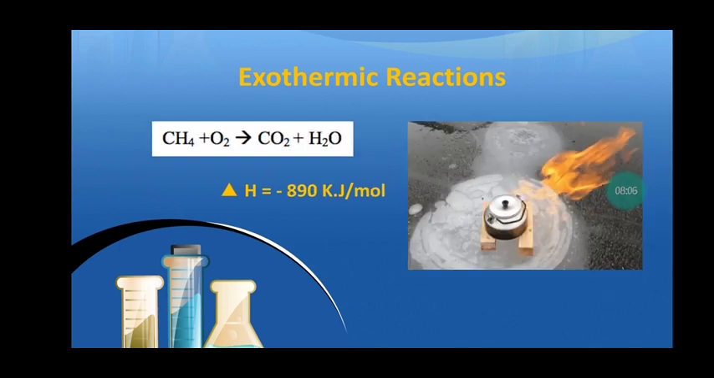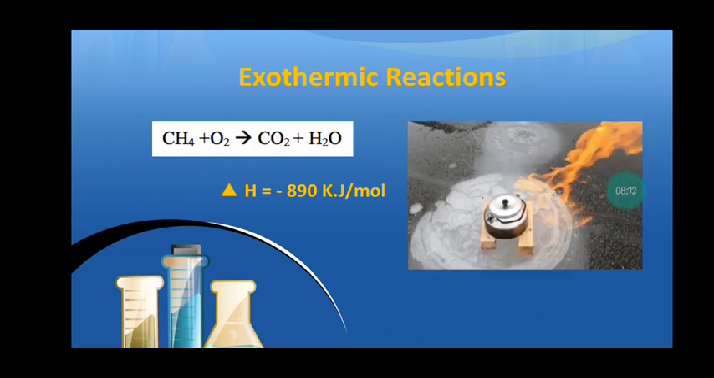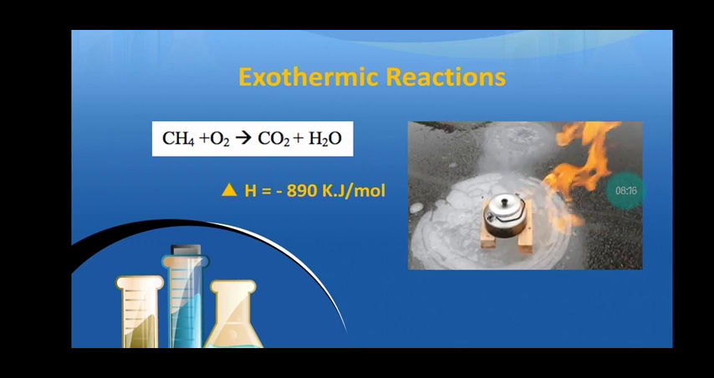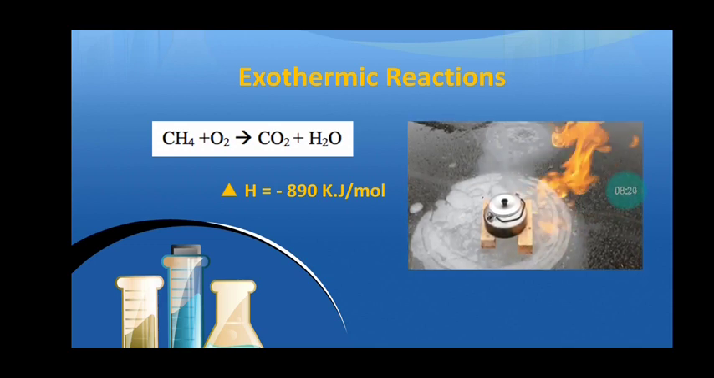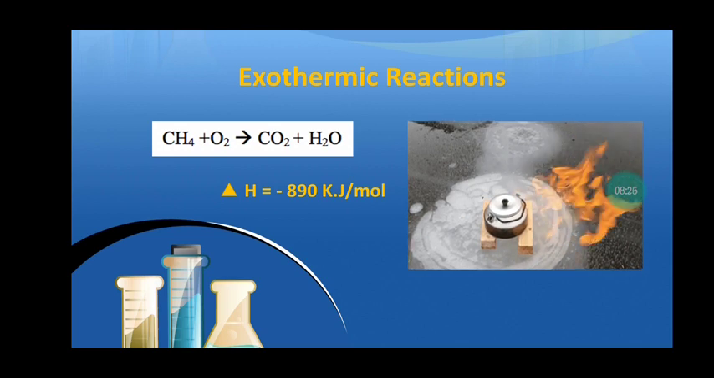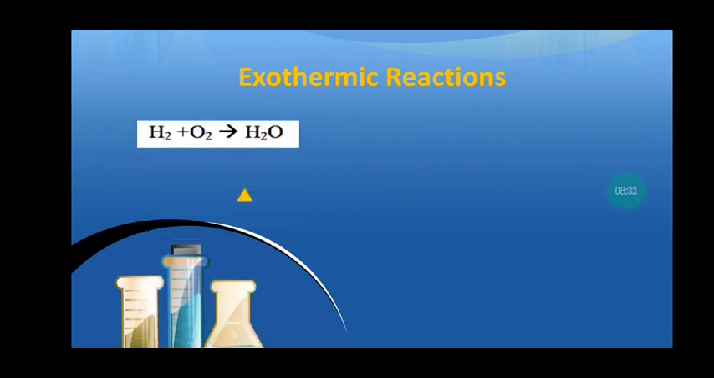Let's check out another example. It is the burning of methane. In the presence of oxygen, when methane gas is allowed to burn, it results in the formation of carbon dioxide and water. And again, the change in heat for this reaction is minus 890 kilojoules per mole. Let's see the third example.